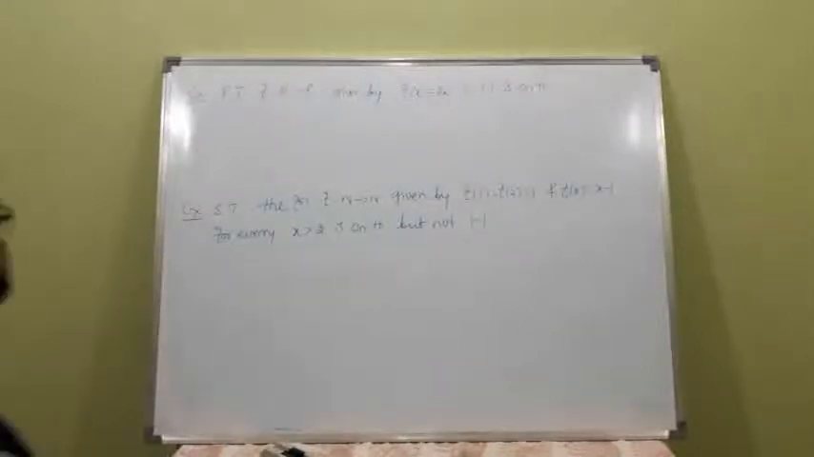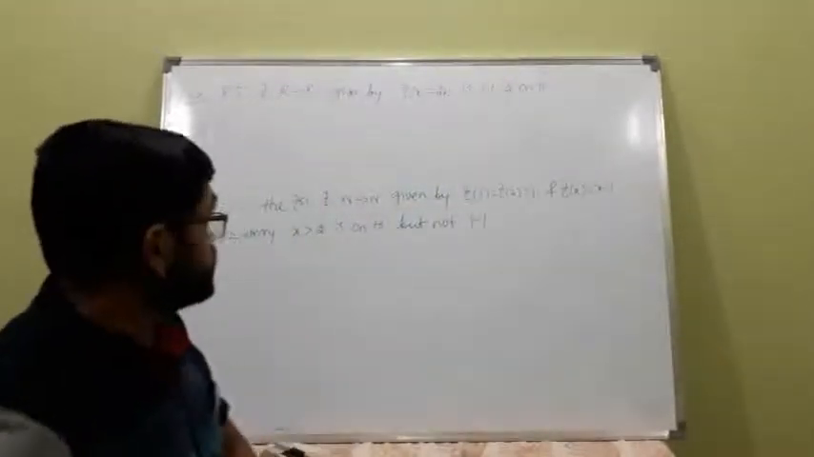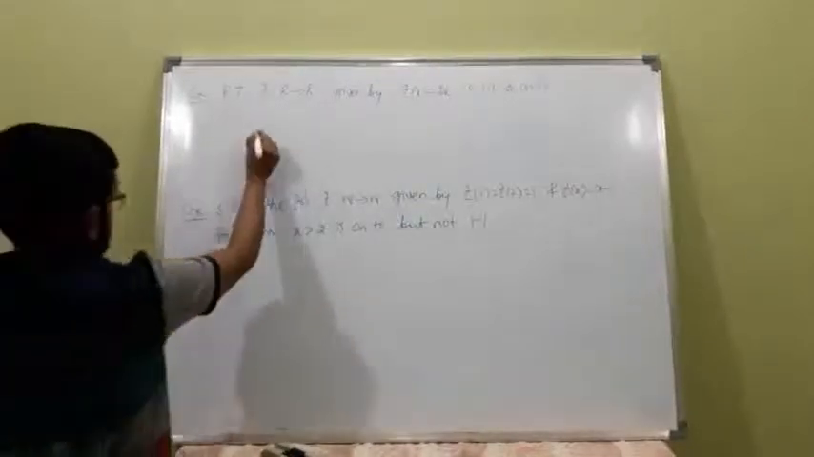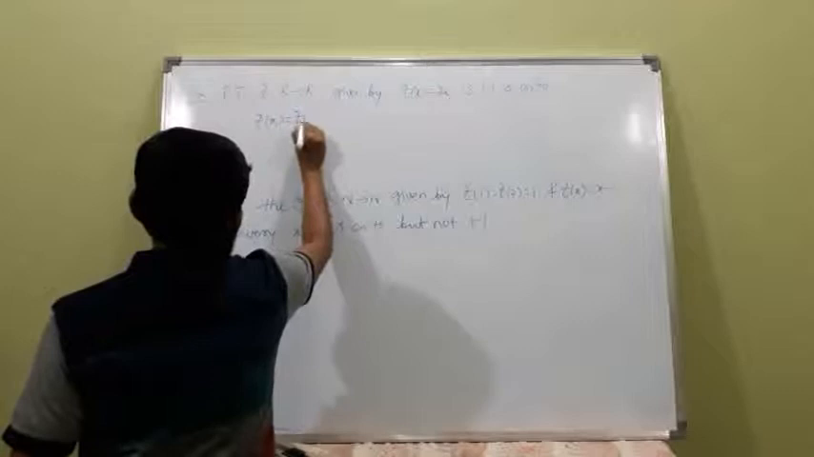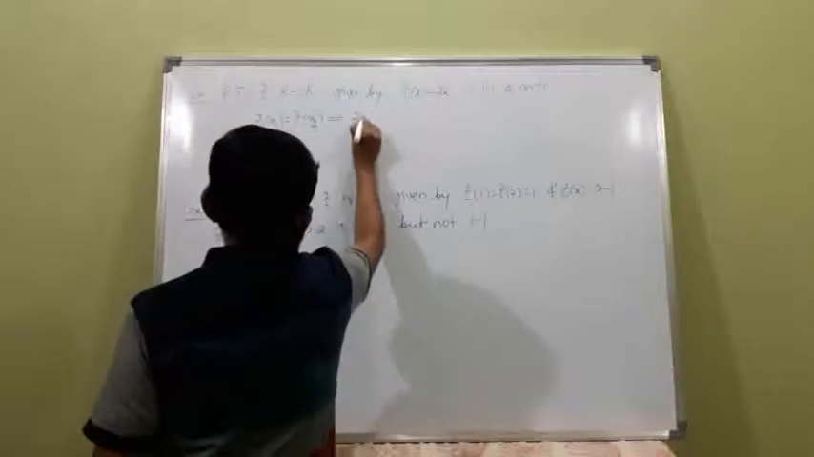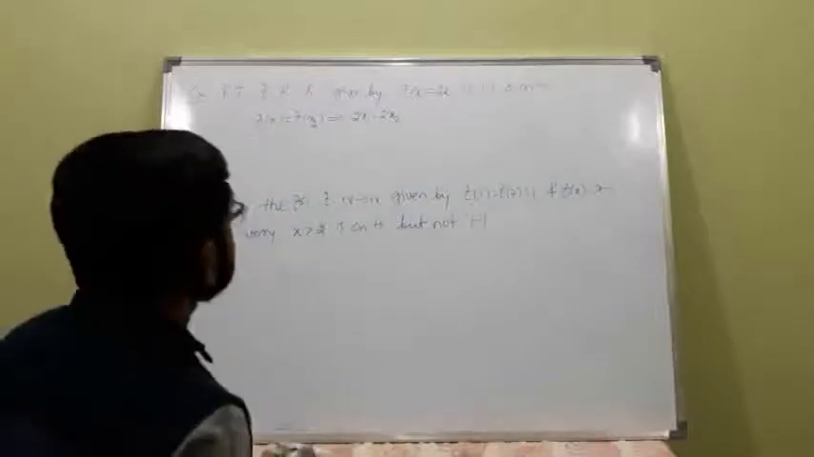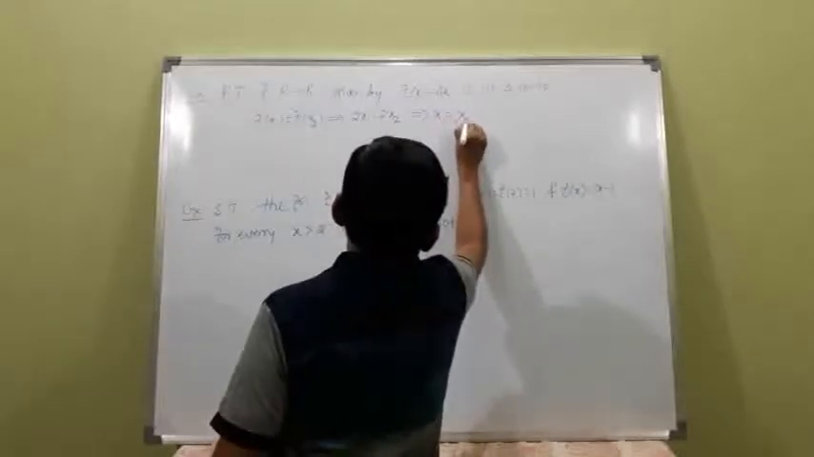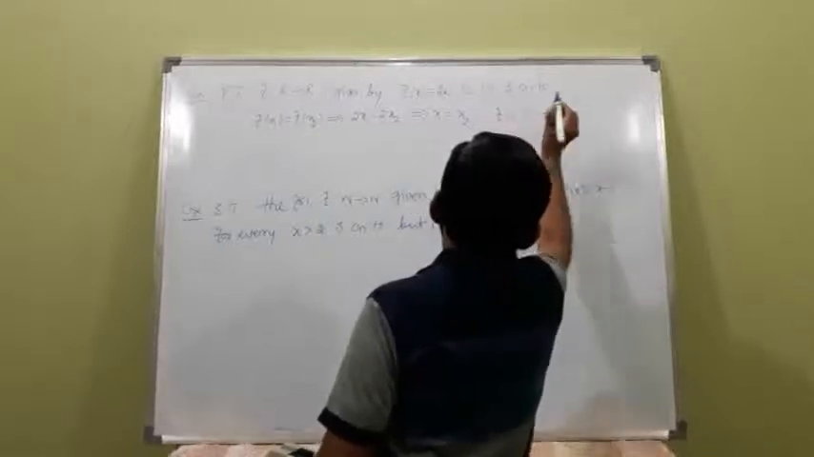Prove that the function from R to R given by f(x) = 2x is 1 to 1 and onto. This is very simple. f of x1 is equal to f of x2 implies 2x1 is equal to 2x2. f of x1 is 2x1, f of x2 is 2x2, implies x1 is equal to x2. Therefore, f is 1 to 1.